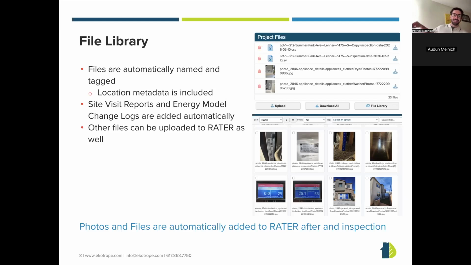When those photos get sent back into Ekotrope Rater, they are automatically named based on where they were taken in the inspection form. So you can now go into Rater and say, "Hey, show me my appliance photos," and boom, it shows you them right there. Show me my infiltration photos, shows them right there. It also brings in any of those site visit reports and a change log. So we'll talk about what that is in a second.